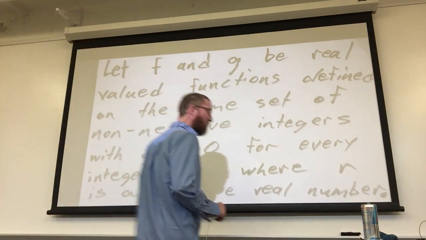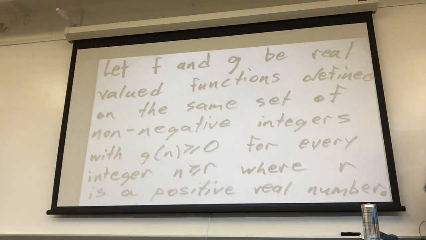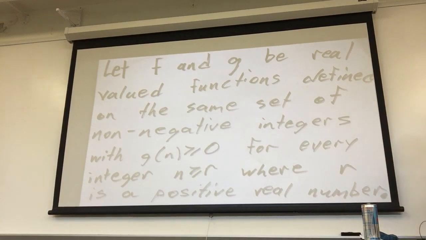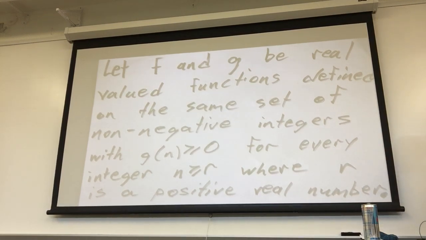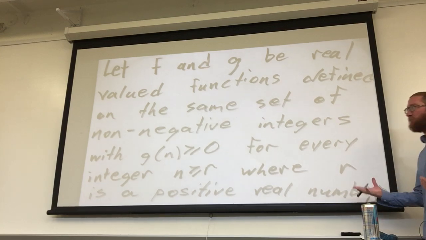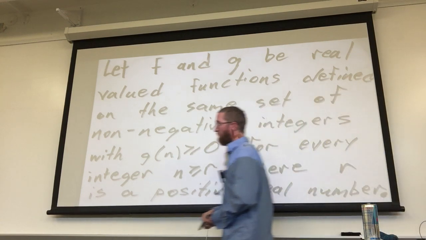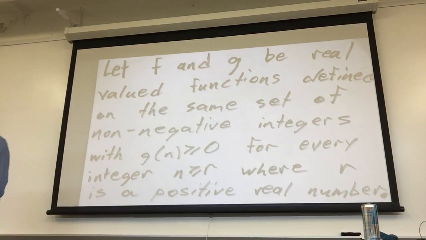Okay, so for big O notation, big theta notation, big omega notation, you basically have this criteria at the beginning that says f and g have to be real valued functions, so they can't be complex. And on the same set of non-negative integers, which is normally 1 to infinity, with g of n being greater than or equal to 0 for every integer n greater than or equal to r, where r is some positive real number. So this is just a condition saying that eventually g of n has to be greater than or equal to 0.